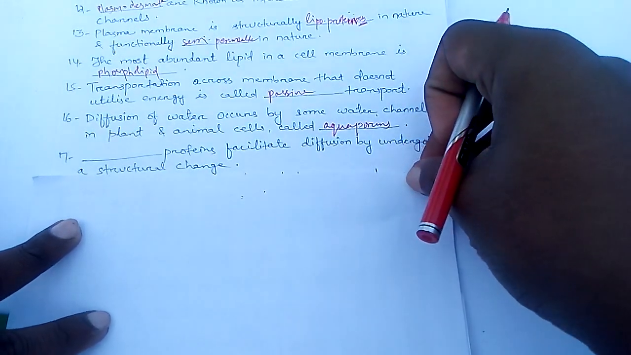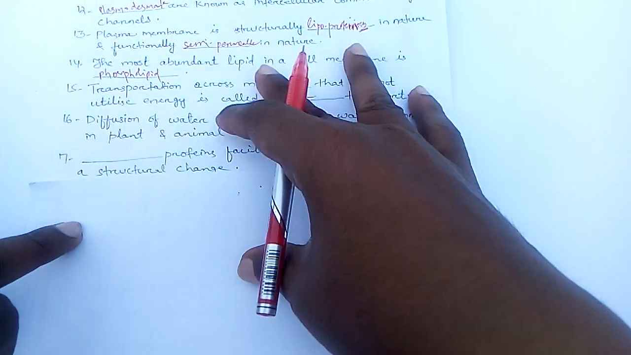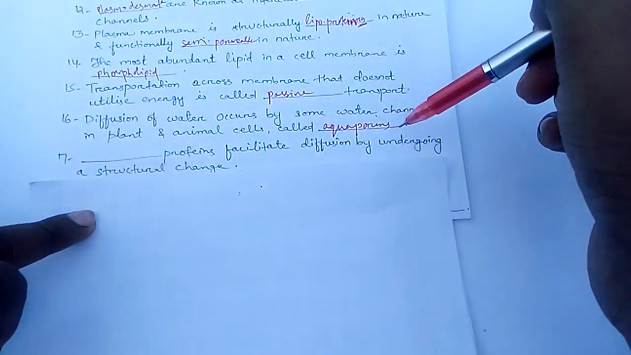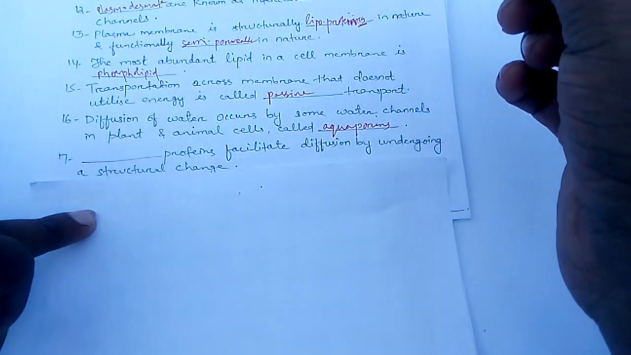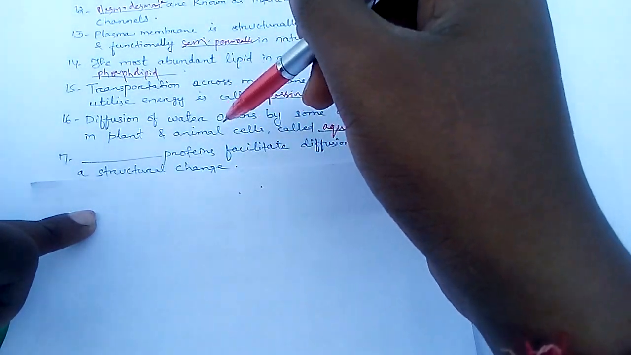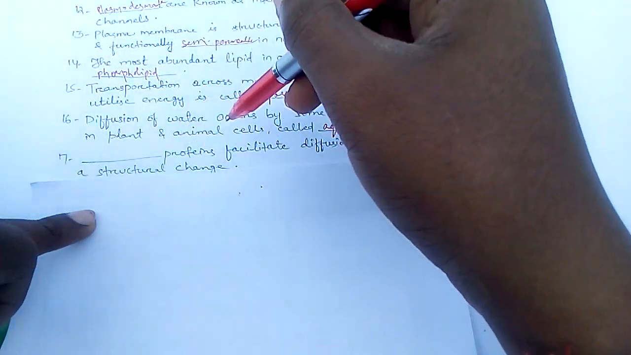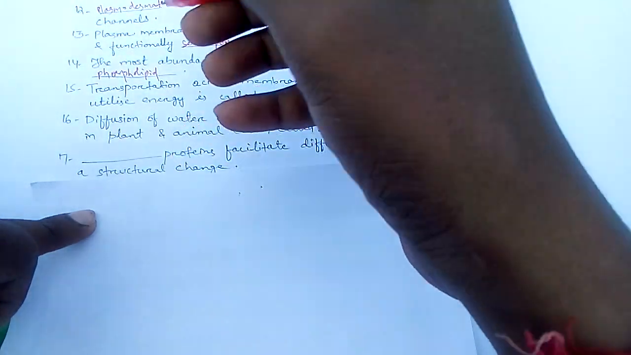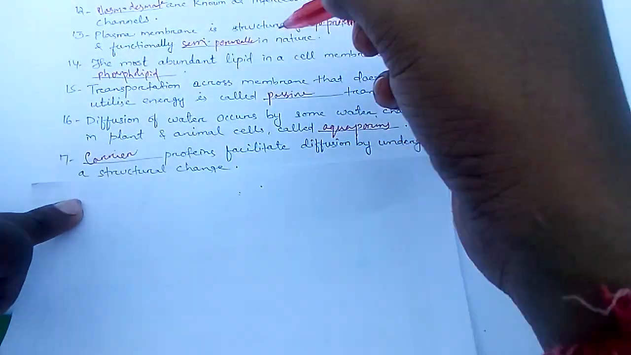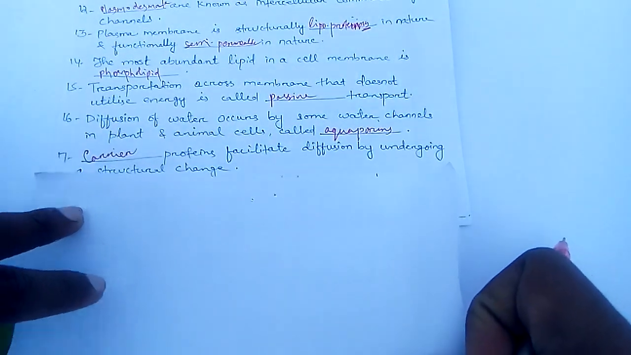So next question is question number 17. Dash protein facilitates diffusion by undergoing a structural change. So the question is asking which protein changes its structure during the diffusion process. As we know, there are two proteins generally. One is known as carrier protein, another is known as channel protein. Channel protein does not change its shape and carrier protein changes its shape. So the correct answer will be carrier protein. Carrier protein changes its shape during the transportation process. Next question, question number 18.